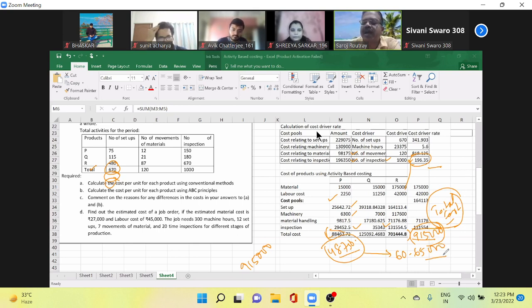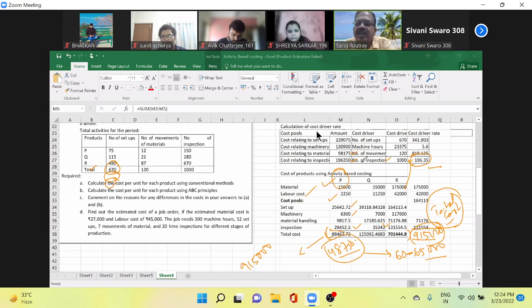Okay. And what is the impact of this? If you are keeping a price of 60 to 65,000, you are not making any profit out of this product P, for which you would have consumed a lot of labor, a lot of other resources, right? So this is the product where you are not making any profit, but you don't know that you are not making any profit here.